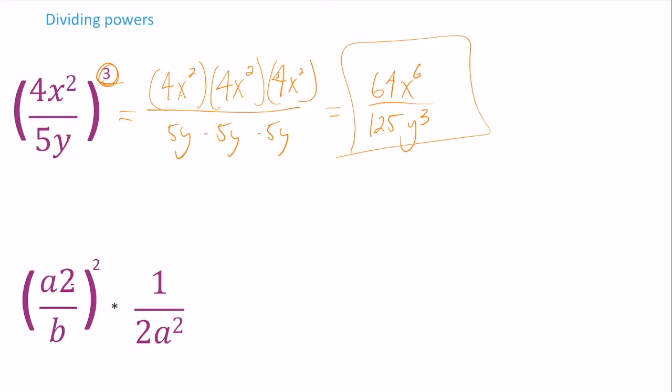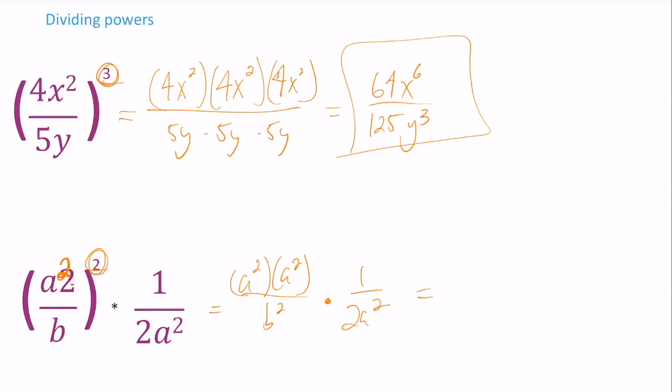All right, again, down here, sorry, this should be a squared. That should be an exponent. So I'm going to have a squared over b, and I'm raising that to the second power. So I have to deal with that, and then we'll multiply that by the fraction. So let's take this in 2 steps. So the first thing I'm going to say is, well, that's a squared times a squared over b squared. And then I'm going to multiply that by 1 over 2a squared.